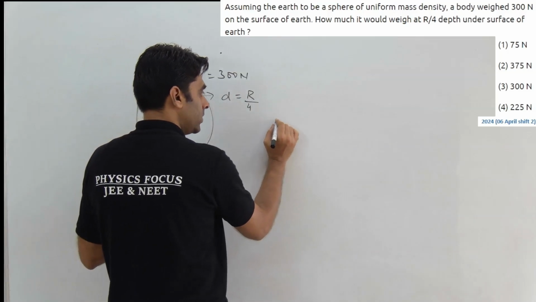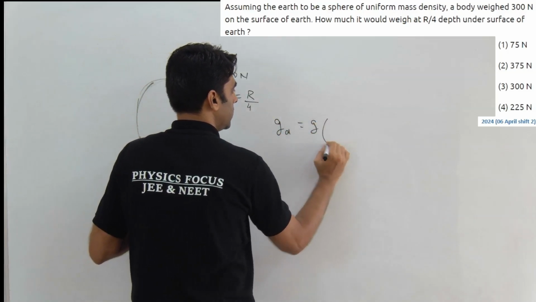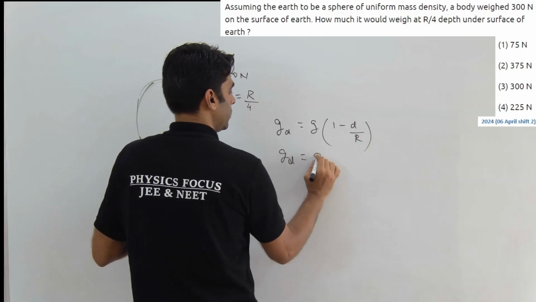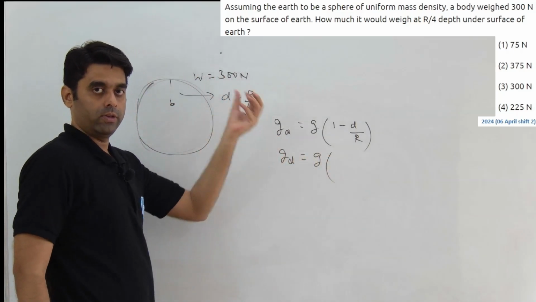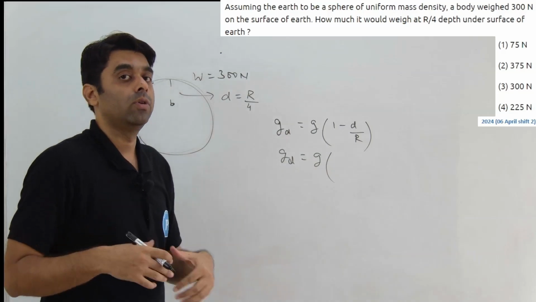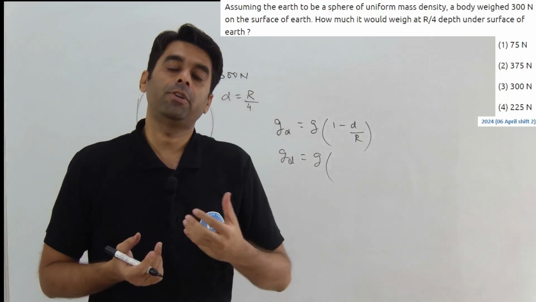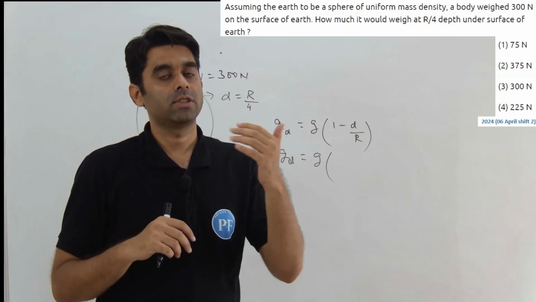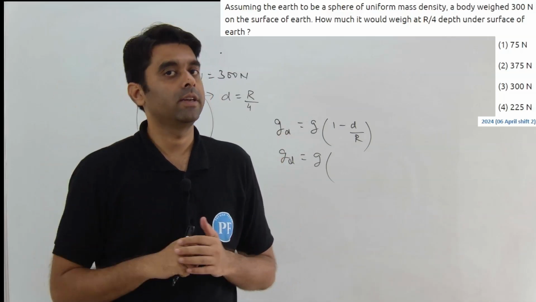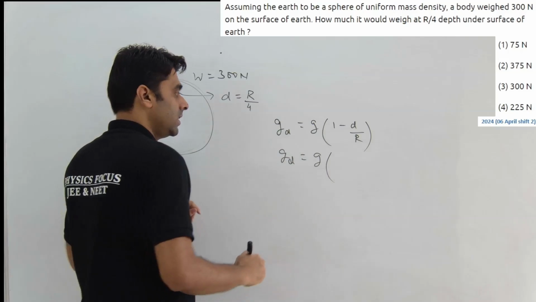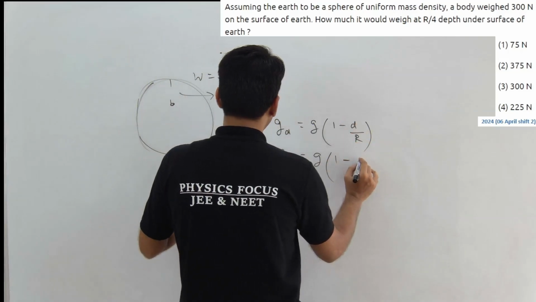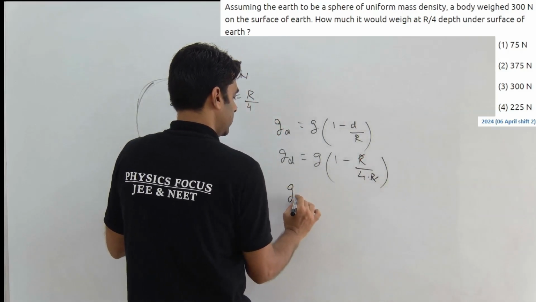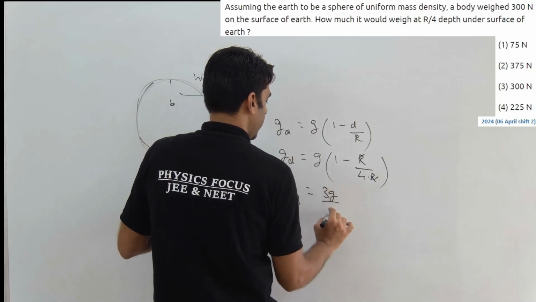What is the variation with depth? Variation with depth for g is g_d equals g times 1 minus d by R. Please remember this. I hope you know the result. If you don't know it, you have to check it also. We have made a revision video for the gravitation chapter also. All the relations and concepts are covered for the gravitation chapter. You can check the link in the description. Now, coming back to our question, g_d equals g times 1 minus d by R. The d value is given to us, R by 4 into R. R cancels out. Ultimately, we get g_d equals 3g by 4.